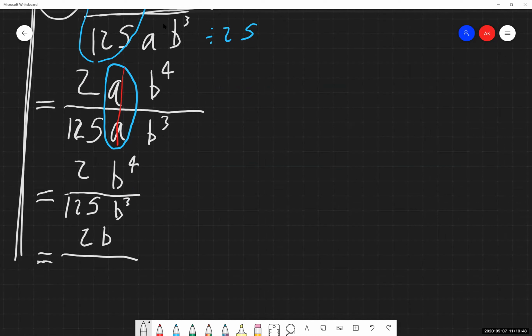And then, whoops, I wrote this thing out wrong. Should only have a 5 down below there. Divided by 5. And I can't simplify any of the numbers down any further. 2 and 5 don't go into one another. I have a b left over, but that can't cancel with anything else, so I get to that answer there. Okay.